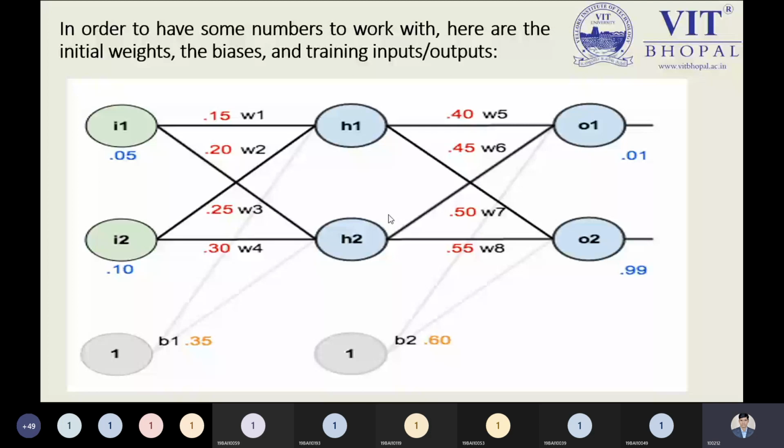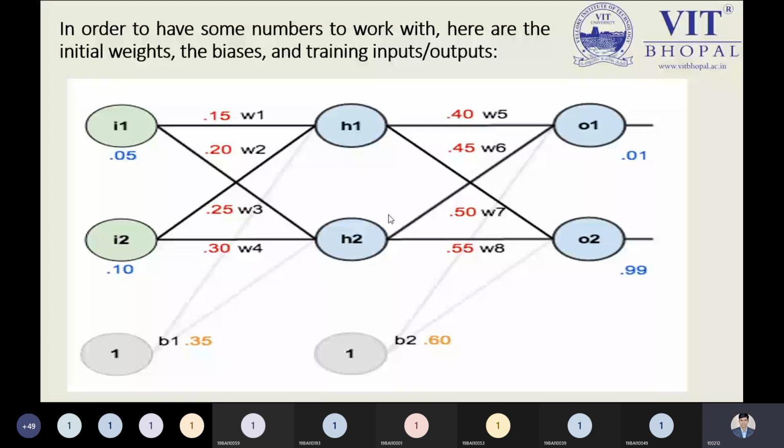This is the image which contains the details of the numerical values. As I told you, B1, B2, these are the biases. It contains some values in the colors. You can represent its values. So I1, I2 is also an important part of the input layer. I1, I2 is our input node, and it contains its values, 0.05 and 0.10. So I1 value will be 0.05, and I2 value contains 0.10.